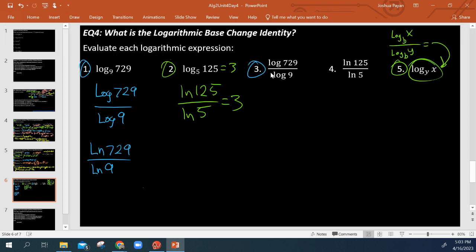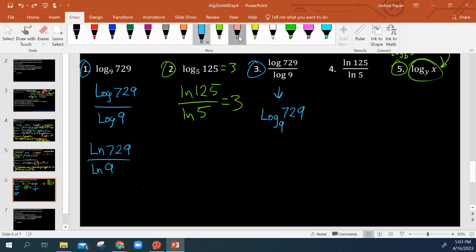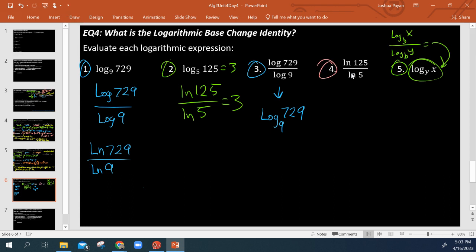Okay, let's try this one. So this is literally the same thing. This is just doing it backwards. So I know that this is simply saying log base 9 of 729 because I'm doing this identity from here to here backwards. And last example, I have to use a different color here. Well, obviously, what do I mean here? I mean log base 5 of 125.